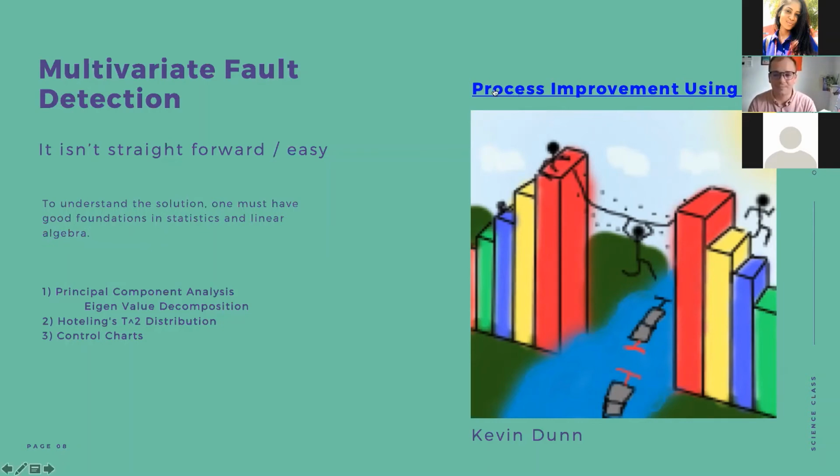I'll have this reference called Process Improvement Using Data. It's a free book online from a guy named Kevin Dunn. In this book, it's really nice, it has awesome examples of statistical process control in industrial systems. He explains how to do this, but it's a little bit out of the scope for this presentation. But it's really awesome, and I recommend it.